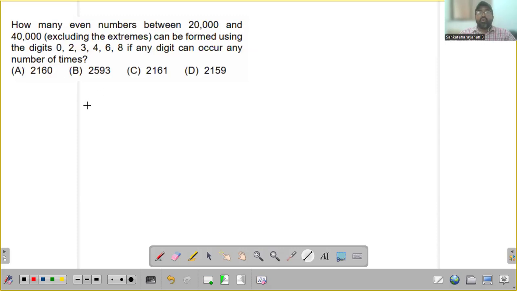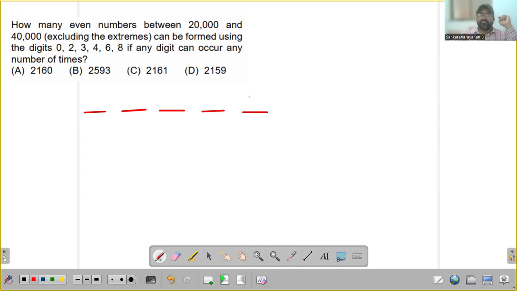So how many even numbers? That's a big constraint there. They are talking about even numbers between 20,000 and 40,000, excluding the extremes, that can be formed using the digits 0, 2, 3, 4, 6, 8, if any digit can occur any number of times. Okay, so let me consider we are dealing with all 5-digit numbers here. Do you agree with me? That's the first thing that you have to understand. 1, 2, 3, 4, 5. All those digits, 5-digit numbers, right?